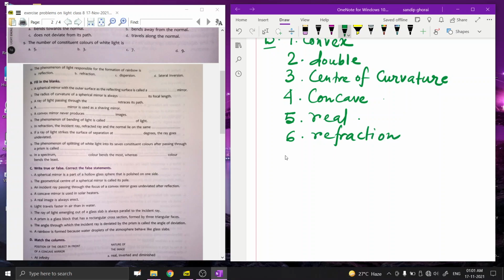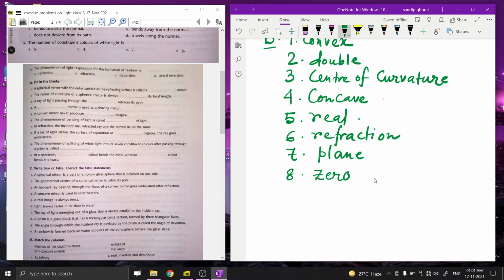Now the next question, question number 7. In refraction, the incident ray, refracted ray and the normal lie on the same plane. This is the first law of refraction. Question number 8: if a ray of light strikes the surface of separation at dash degree, the ray goes undeviated. So the answer to question 8 is 0.